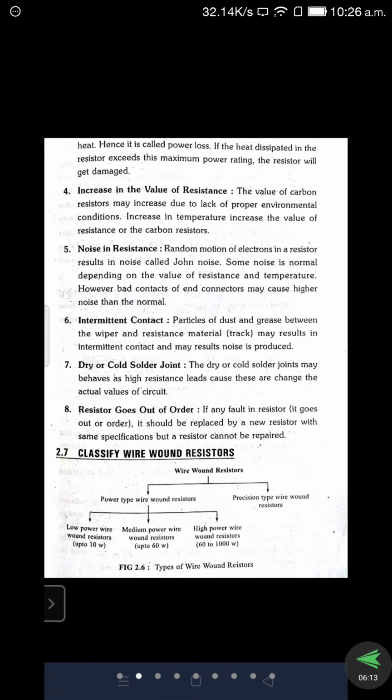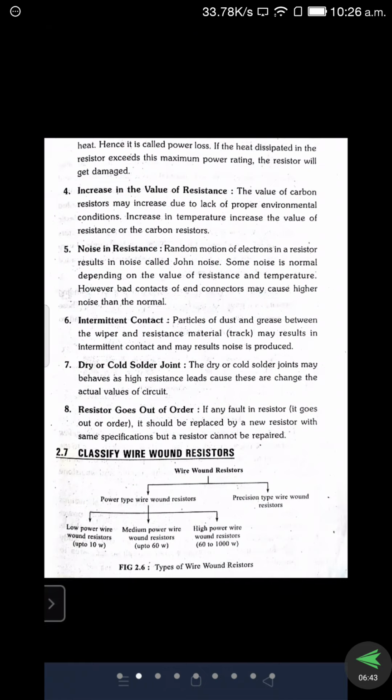In the case of the variable resistor, there are two types available, right? Wire wound resistors and precision resistors are considered. Thermistor, LDR and those things will come in the next topic. In this topic we will discuss only wire wound resistors. Wire wound resistors are subdivided into two types: power type wire wound resistors, and second, precision type wire wound resistors.